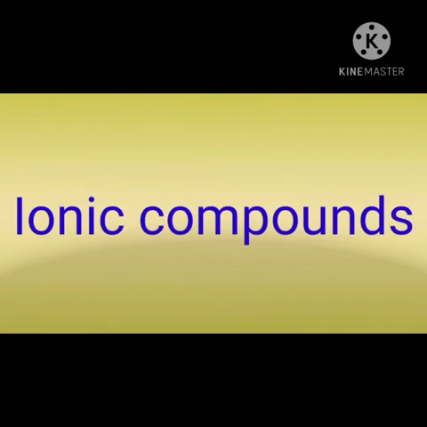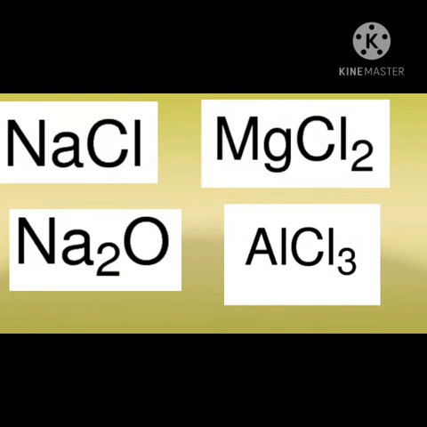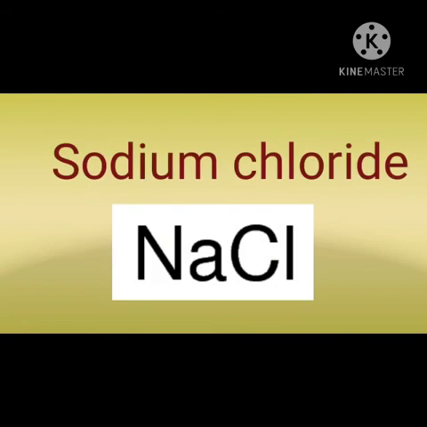In this video, we will discuss the formation of ionic compounds. Sodium chloride, magnesium chloride, sodium oxide and aluminium trichloride are examples of ionic compounds. Now, let us discuss the formation of sodium chloride.